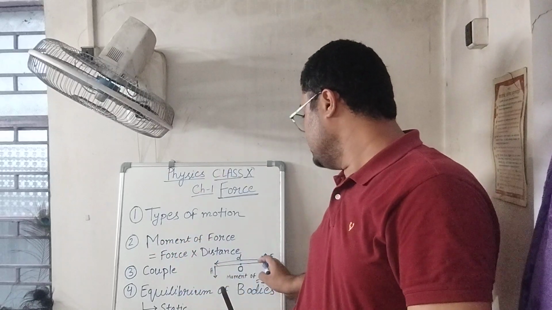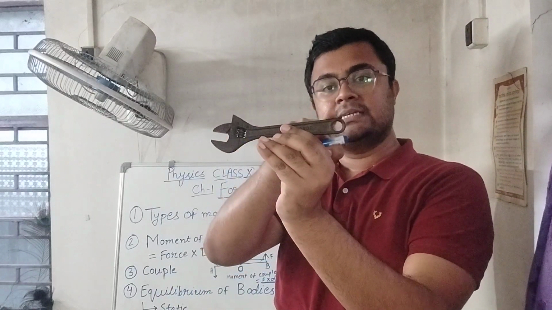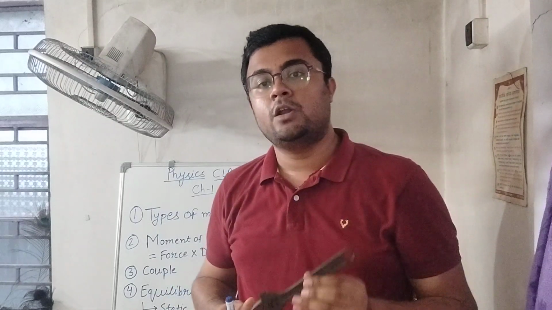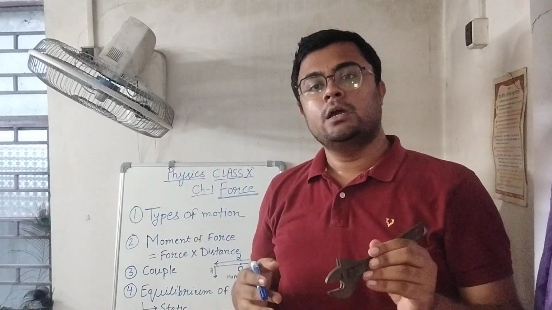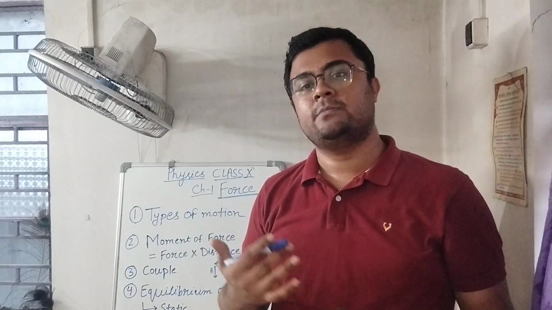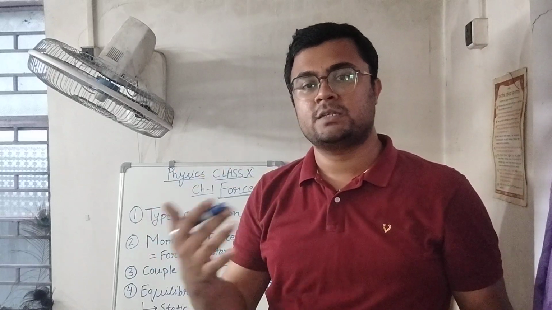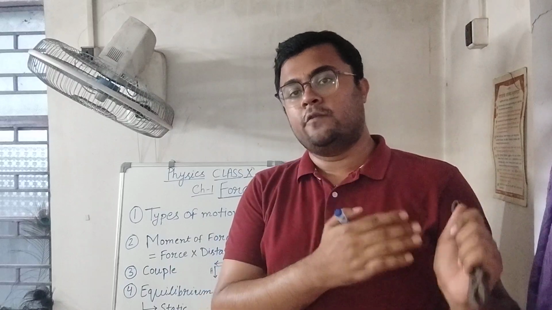And the distance between the two forces is d. So suppose this distance is d. So the moment of couple will be F into d. You can see the derivation in your book as well. It is very simple to understand, but if you have any doubt, you can ask me in the comment section. So this is all about your moment of couple.